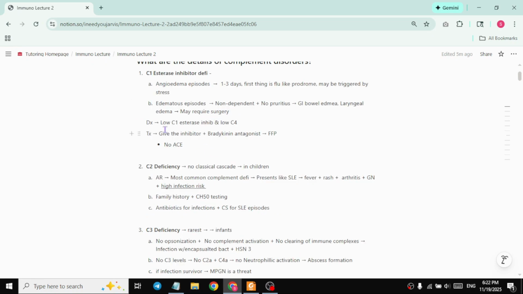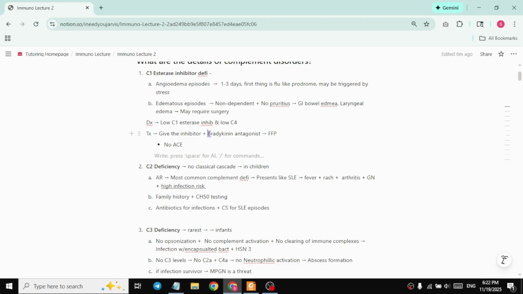How are you going to diagnose it? You're going to have the lab values. You're going to see that the diagnosis is dependent on the complement levels being low. Now, the treatment is usually you have to give the inhibitor. You have to give this inhibitor to the patient. Only then can it work.